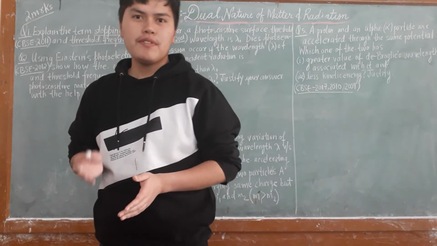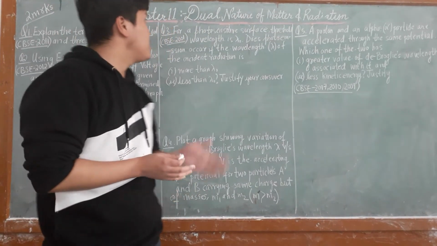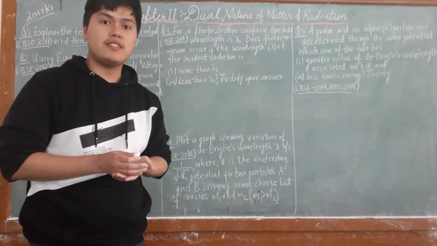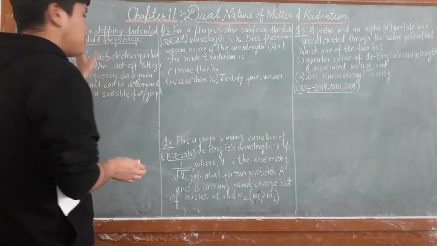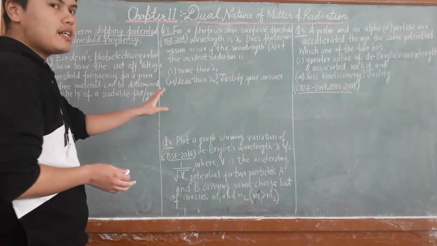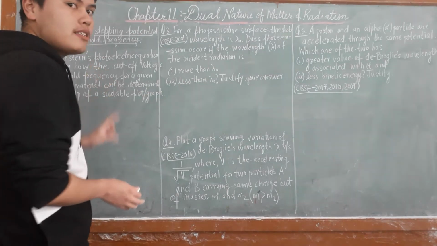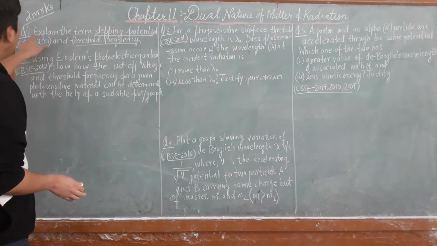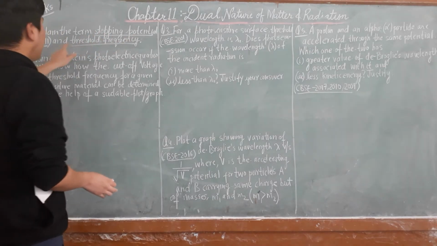In the previous lecture, we did a few questions of this chapter called Dual Nature of Matter and Radiation. We are going to continue that. Here I have a few questions. They are of 2 marks and previous year CBSE questions as well. So let us start the first question. The first question says, explain the term stopping potential and threshold frequency.